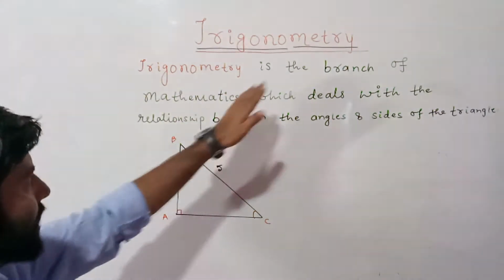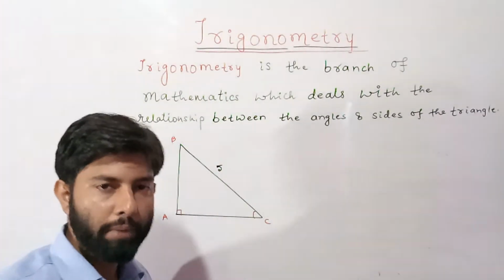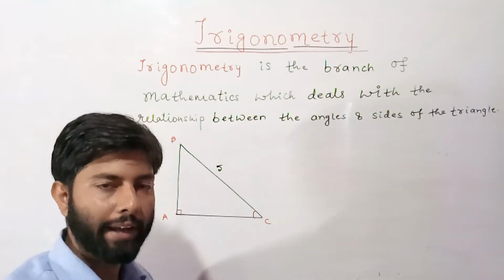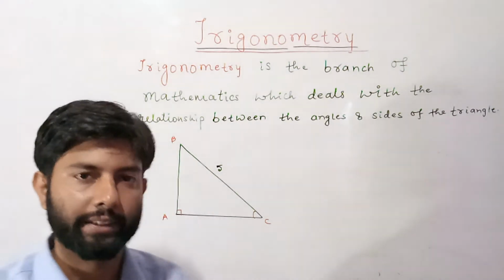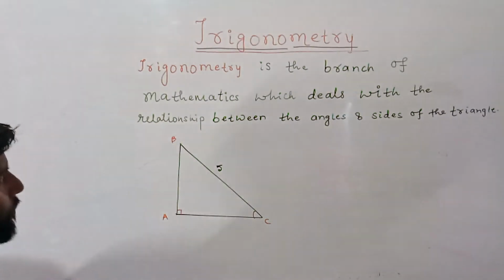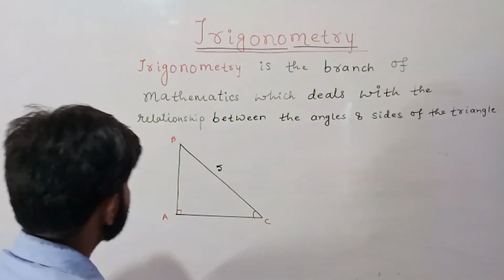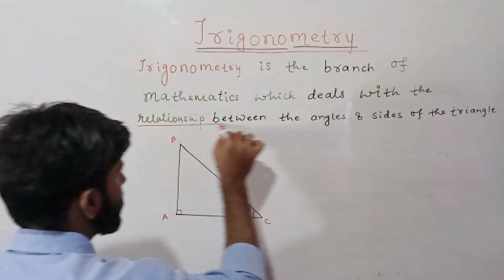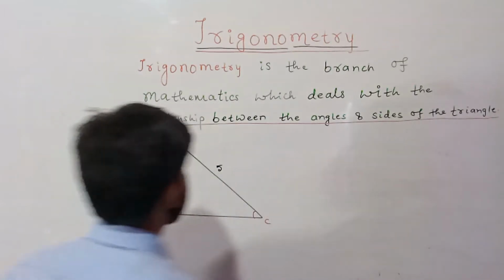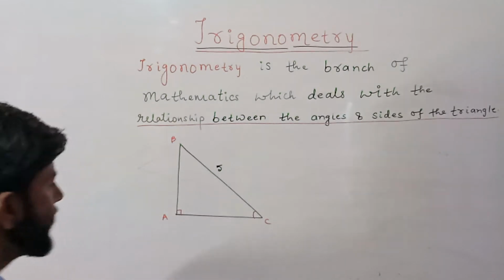Now we will learn the definition of trigonometry. Trigonometry is the branch of mathematics which deals with the relationship between the sides and the angles of a right angle triangle. So now we will try to understand what is written here and what does it mean, relationship between the angles and the sides of the triangle.